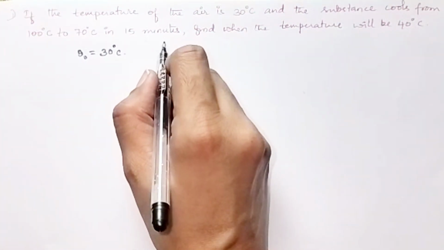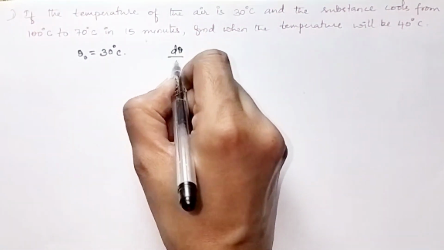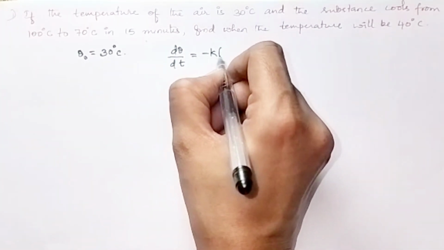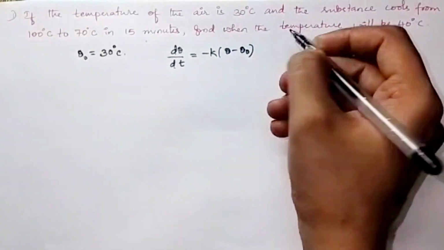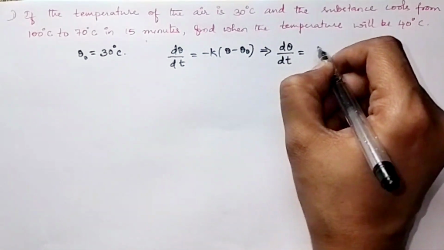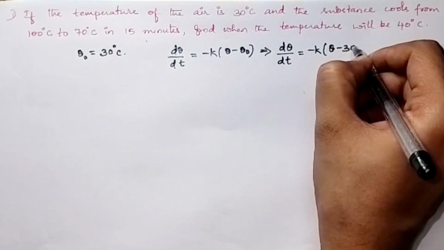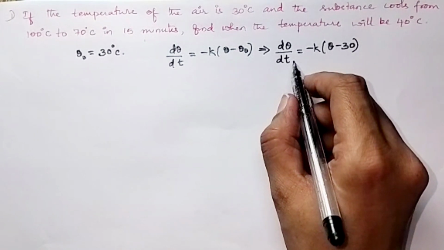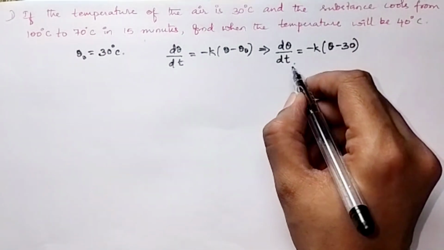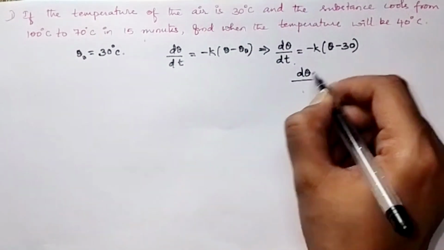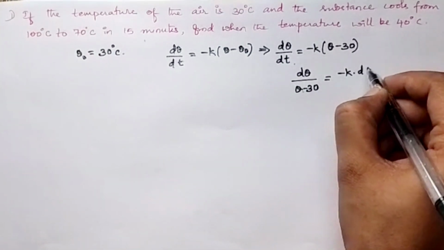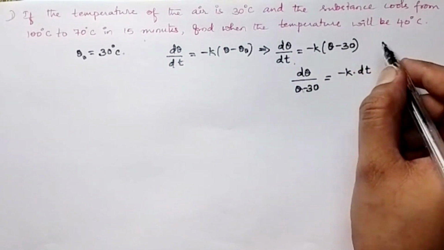First, let us use Newton's law of cooling. As per Newton's law of cooling, the rate of change of the temperature of the object is equal to minus k into (theta minus theta naught). Let me substitute. This implies d theta by dt equal to minus k into (theta minus 30). Now, this is a first order first degree differential equation which can be solved by the variable separable method. That is, d theta over (theta minus 30) on the left hand side, equal to minus k dt on the right hand side.